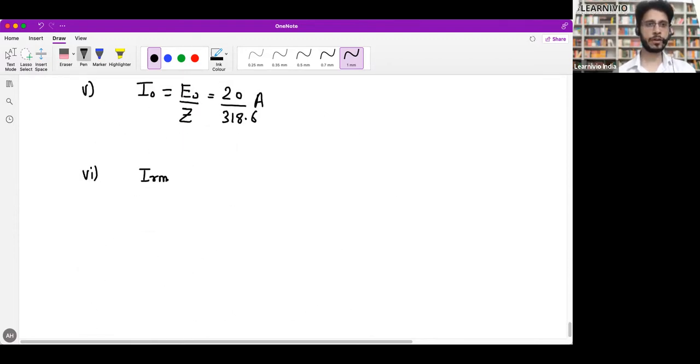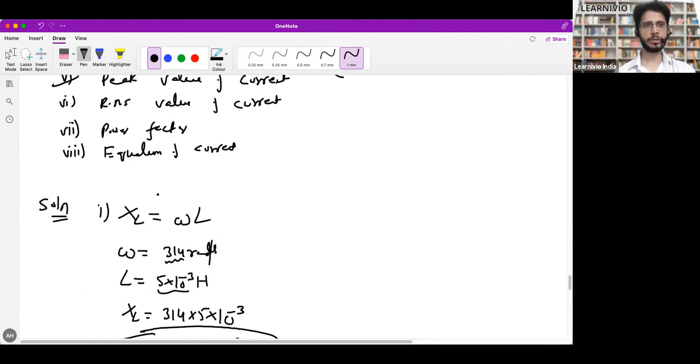RMS value of current is peak value of current divided by root 2. It's 20 over 318.6 into root 2. This is the RMS value of current. After this RMS value, what you need is power factor.